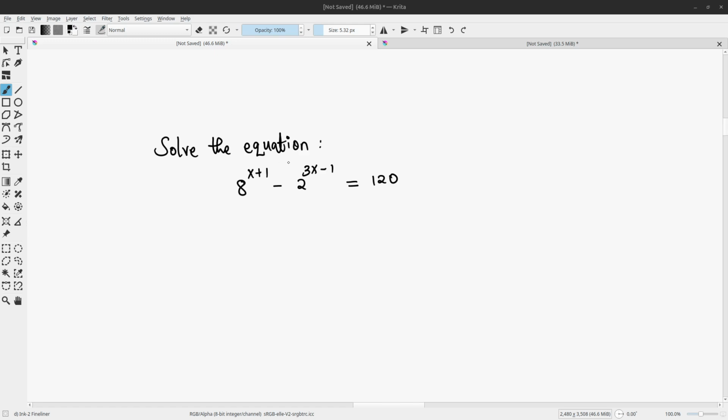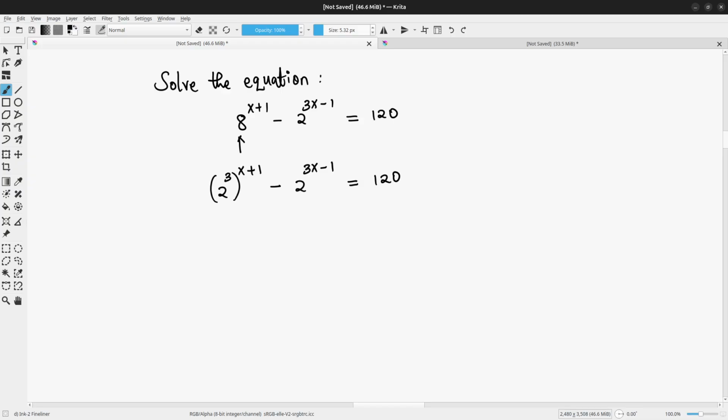Solve the equation 8 to the power of x plus 1 minus 2 to the power of 3x minus 1 is equal to 120. The first thing to notice is we can rewrite this first part of the expression in terms of 2 to the power of something. So 8 is the same as 2 to the power of 3. That's 8, and then we still have x plus 1 minus 2 to the power of 3x minus 1, and this is all equal to 120.